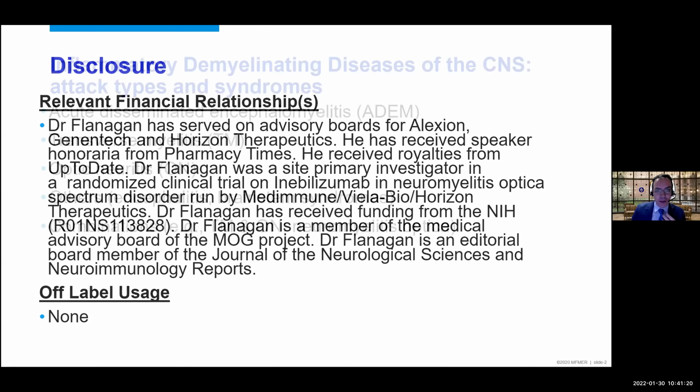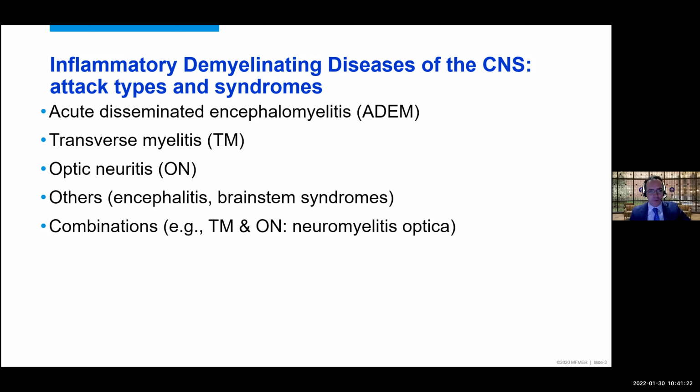I'm going to start off with an introduction, just a little bit of background. So when we think about inflammatory demyelinating diseases of the central nervous system, I think it's important to distinguish between attack types and syndromes. Some of the attack types would include acute disseminated encephalomyelitis or ADEM, transverse myelitis, optic neuritis, or others, encephalitis, brainstem syndromes. And sometimes we have a combination of those. We have transverse myelitis, maybe longitudinally extensive, along with optic neuritis that we sometimes term neuromyelitis optica. And we can have combinations.